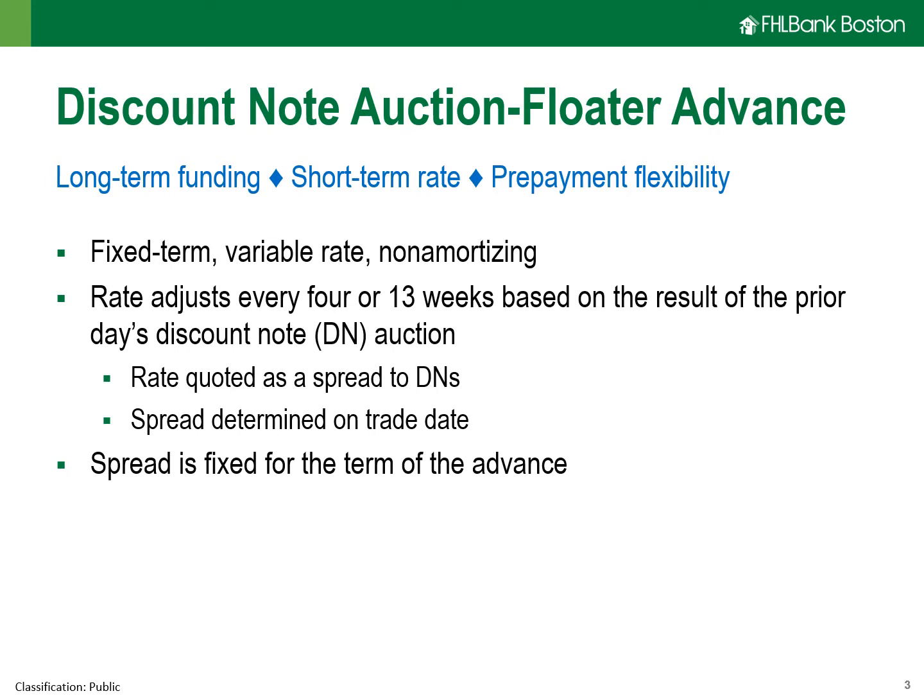The Discount Note Auction Floater Advance, or as we commonly call it, the DNA Floater, is hardly a new advanced product. It's actually seen a tremendous amount of activity over the years. It debuted back in 2005, and since then we've seen members originate north of 450 individual DNA floaters, and we've seen 116 billion dispersed in that product.